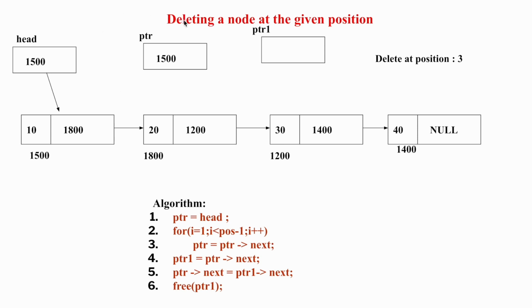But the pointer ptr will traverse till this particular node only, while pointer ptr1 will travel to this particular node. Why? Because pointer ptr is required to create a link between this node and the last node, while pointer ptr1 is required to free the memory space for the node that we are supposed to delete, right? So pointer ptr will create a link between this node and this node shown by this arrow, while pointer ptr1 will free the memory space for this particular node. So this is the algorithm, and now let's code what we have understood in the compiler.